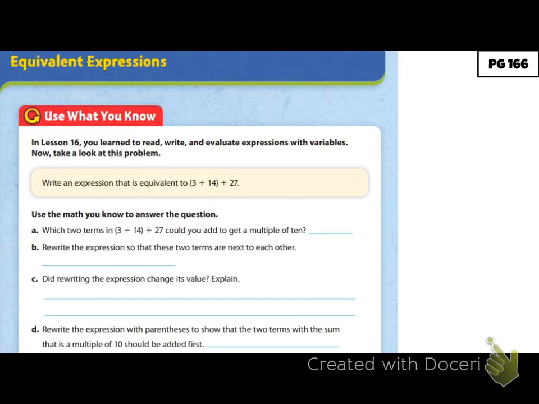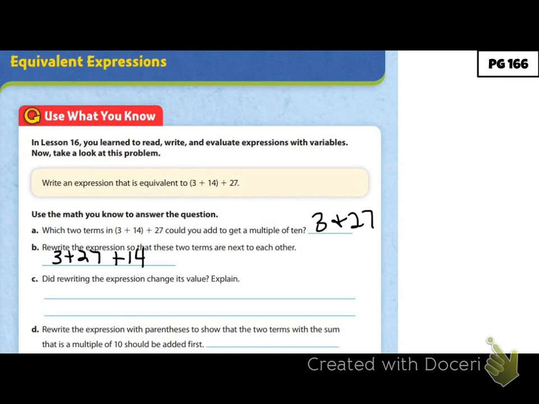Write an expression that is equivalent to 3 plus 14 plus 27. A says, which two terms in 3 plus 14 plus 27 could you add to get a multiple of 10? So which of these two numbers could we add together that would give us a multiple of 10, or a number that ends with a 0? In this case, we would do 3 and 27, because they would add to 30, which is a multiple of 10. So B says, rewrite the expression so that these two terms are next to each other. So we could write 3 plus 27 plus 14.